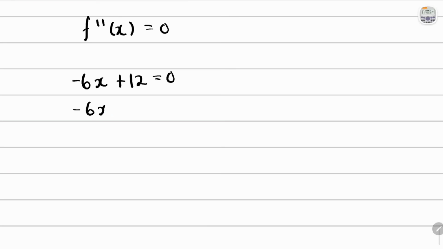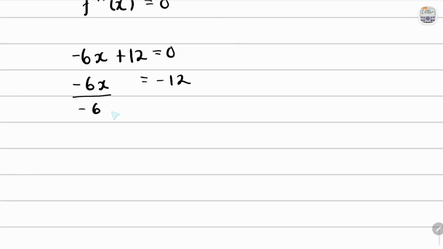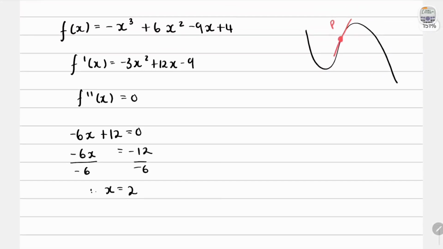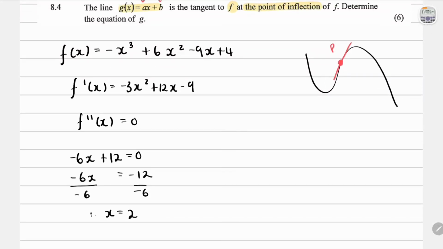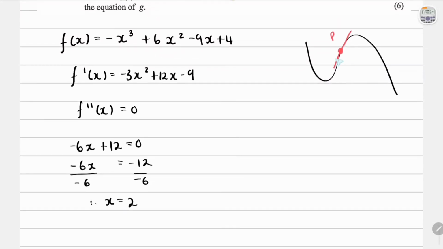And we have negative 6x is equal to negative 12. That's perfectly fine because we'll just divide both hand sides by negative 6. Therefore, x is equal to positive 2. So we already know what this x value is. We might as well find the y value since we need to know what exactly that point is. So we can find the y value by substituting x into the original function.